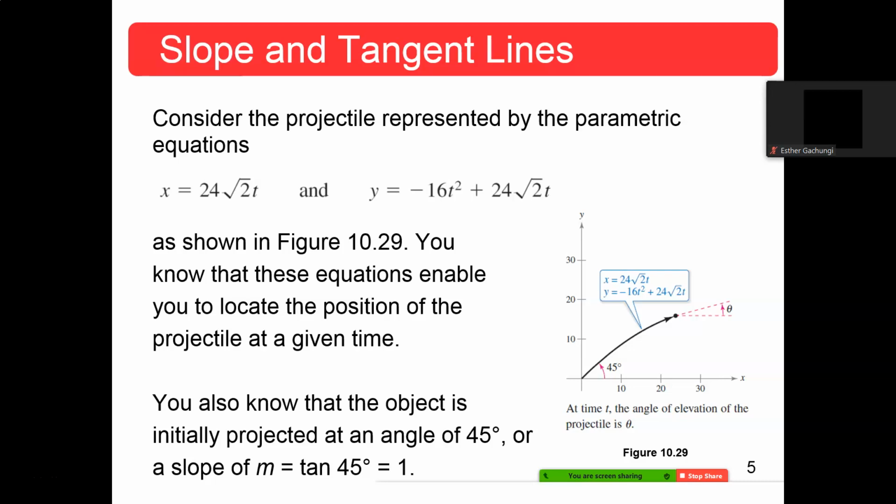Okay, you know that these equations enable you to give the position of the projectile at a given time. You also know that the object is initially projected at an angle of 45. That's where the root 2 came from. Square root of 2 over 2 is the sine and cosine of 45 degrees. And if this started at 48, multiply that by square root of 2 over 2. 2 in the denominator cancels 48 into 24 times root 2. So that's where that comes from. Okay? And of course, at angle of 45, the tangent is 1. Don't know why they brought that up, but it's true.